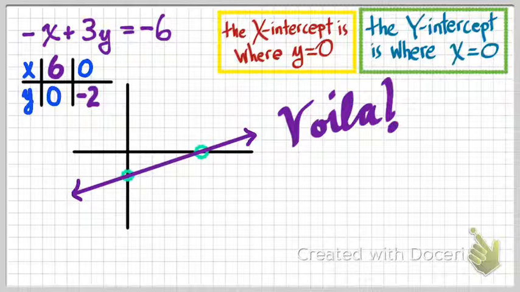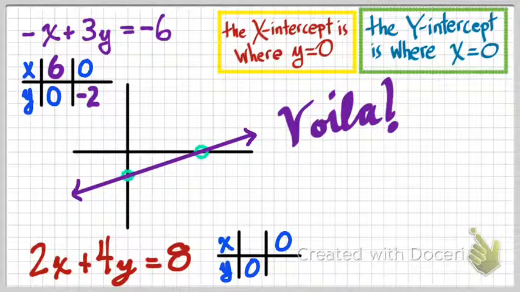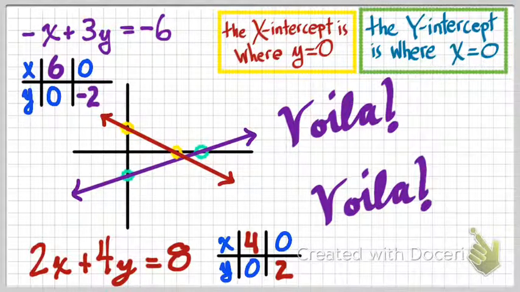Okay, let's try another one since we have some room here. Let's try 2x plus 4y equals 8. Again, that is the standard form for a linear equation. So I'll find my two intercepts here. y equals 0, x equals 0. Kind of do the mental math there. If y equals 0, that means 2 times 4 equals 8. And if x equals 0, that means 4 times 2 equals 8. So there's my two intercepts, (4, 0) and (0, 2). So I'll plot those out. There's my two intercepts, and I'm ready to graph the line, and voila, we're done with that.